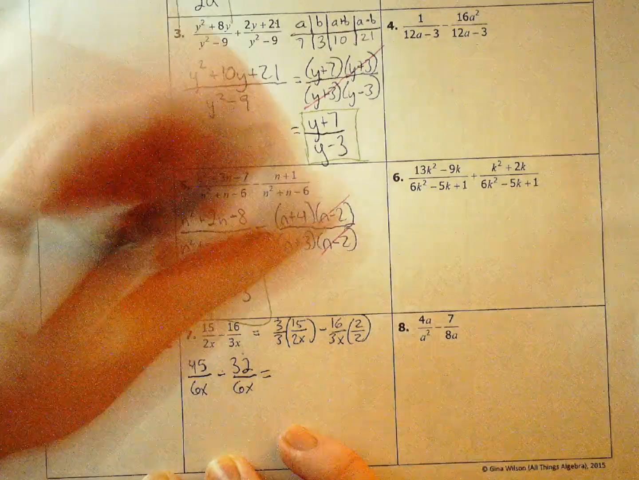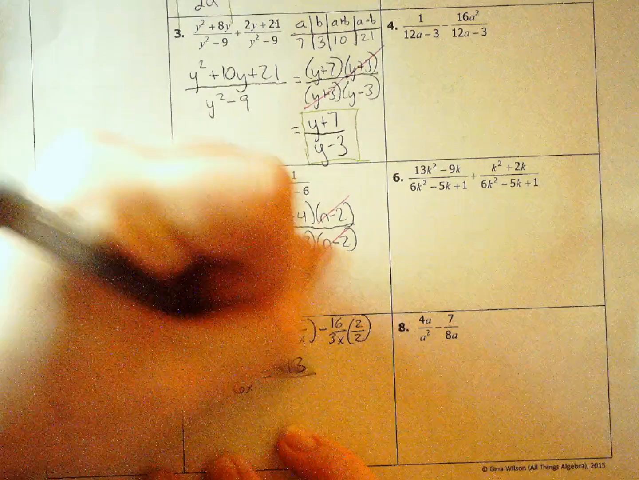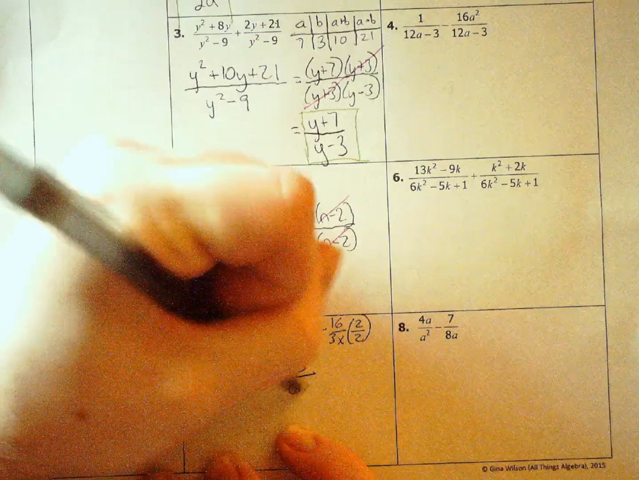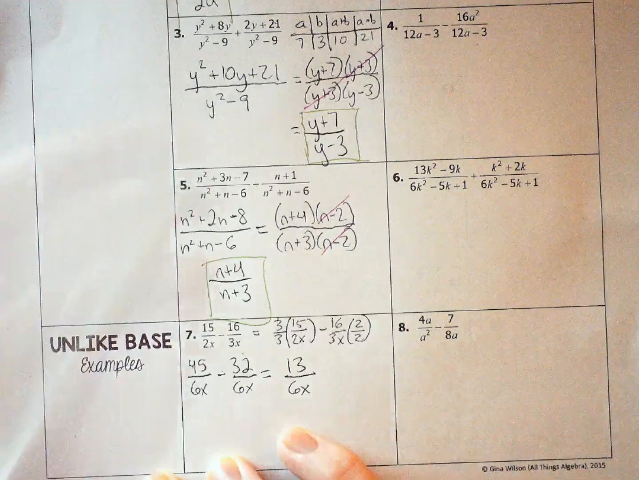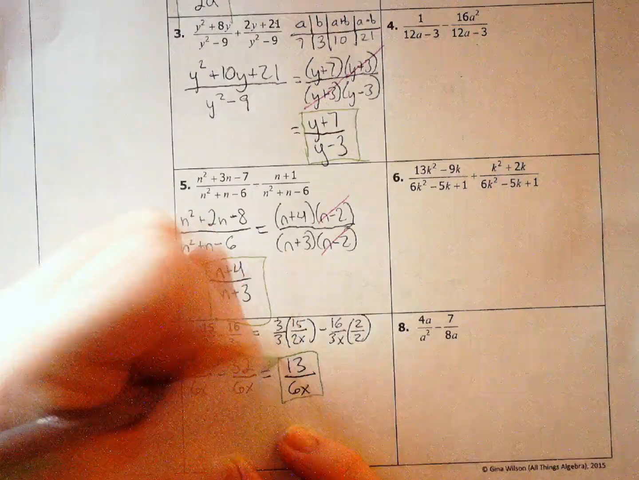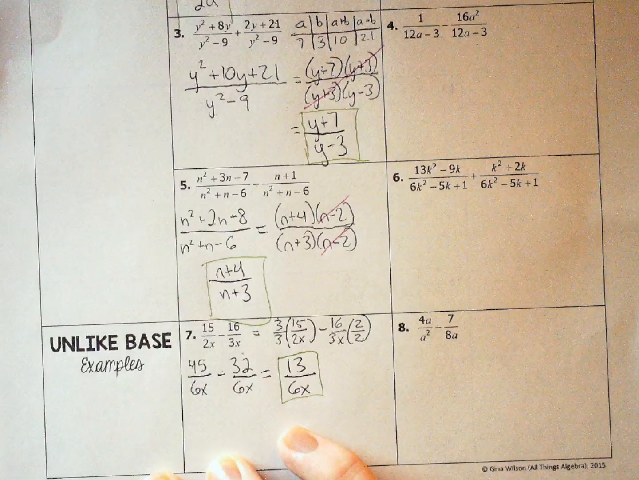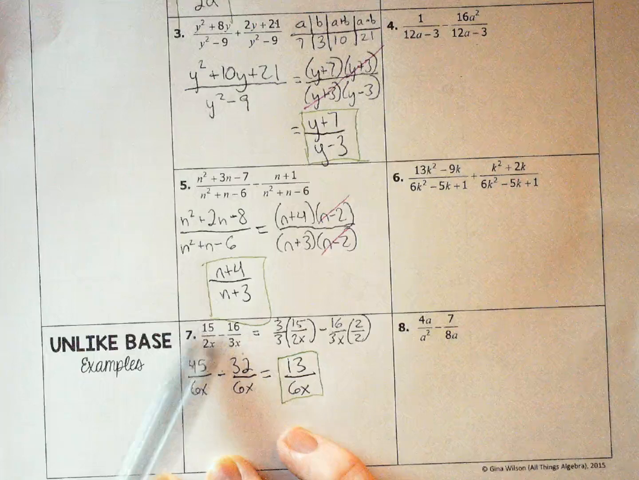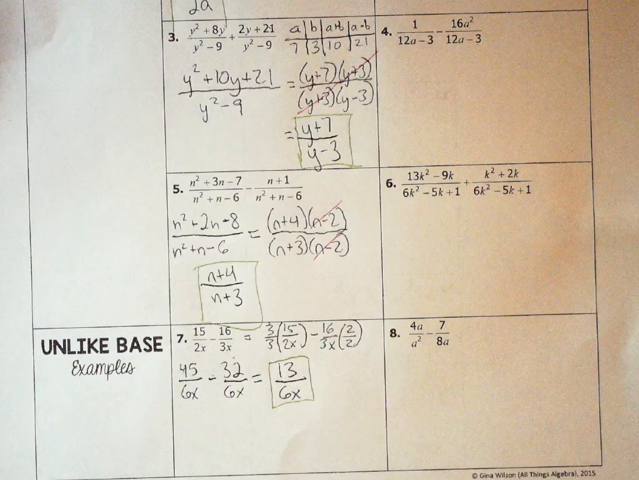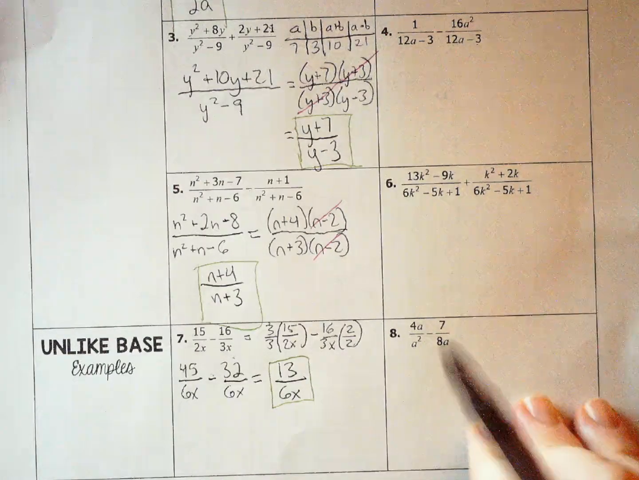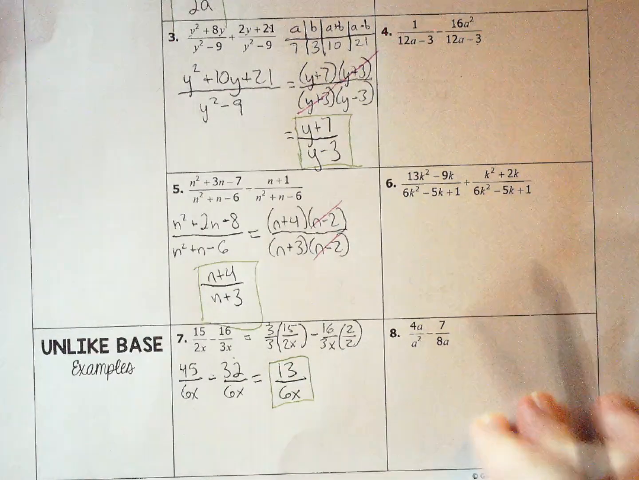So this becomes 45 minus 32. That just gives me 13 over 6x. And we're done. So, not too bad. Again, the big key here is just make sure they have the same denominator by multiplying each fraction by what the other one is missing. Don't skip steps and try to do it all in your head. Work it out step by step and things will go okay.